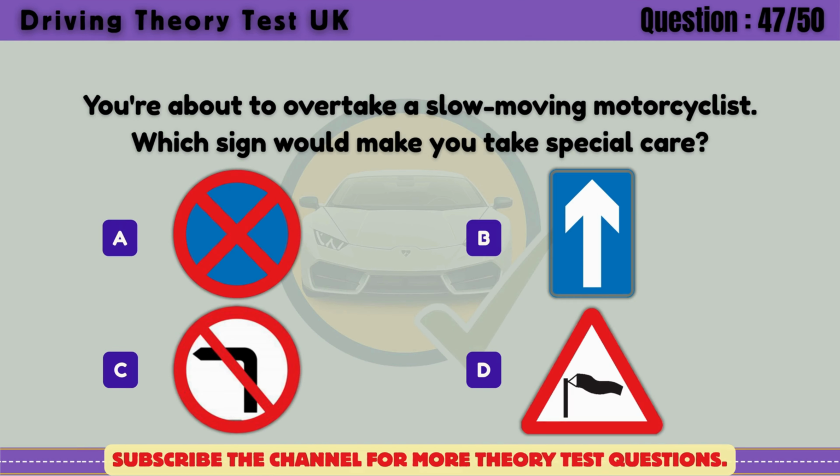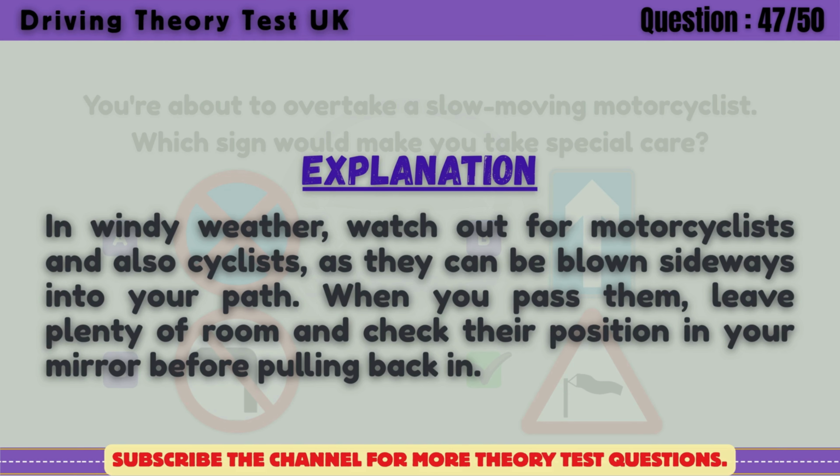Question 47. You're about to overtake a slow-moving motorcyclist. Which sign would make you take special care? Answer is D. In windy weather, watch out for motorcyclists and also cyclists, as they can be blown sideways into your path. When you pass them, leave plenty of room and check their position in your mirror before pulling back in.